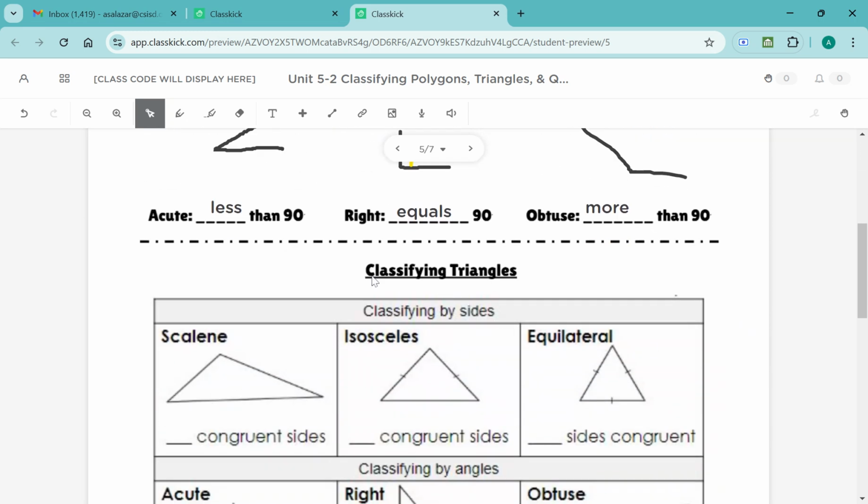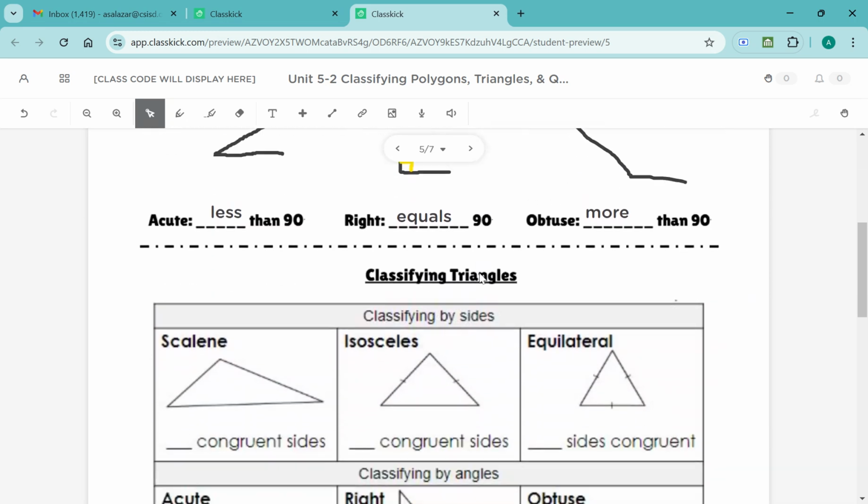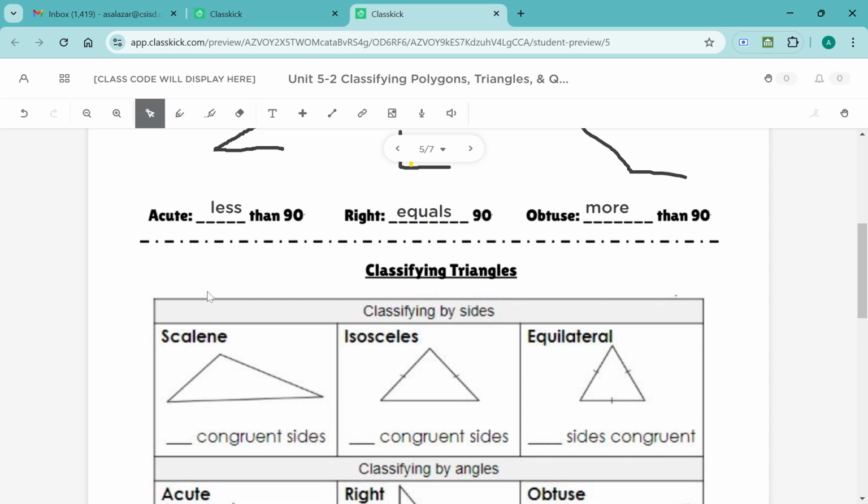All right, we can also look at triangles by their sides. So we have right here a scalene triangle. Scalene means that none of your sides are congruent, so zero congruent sides. And remember, congruent means two things are equal in size, length, or angle. So scalene has zero congruent sides, none of the sides are equal to the others. They're all different. We have isosceles. Isosceles has two congruent sides.